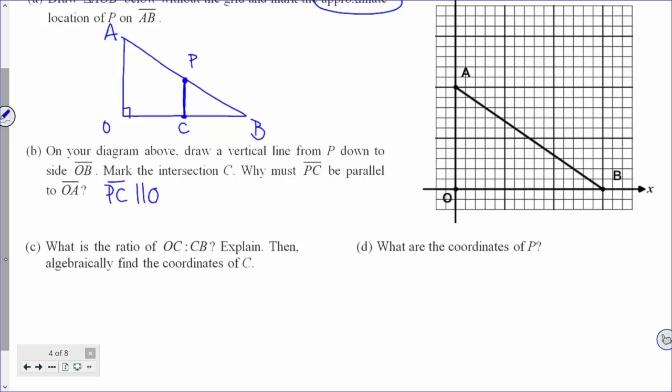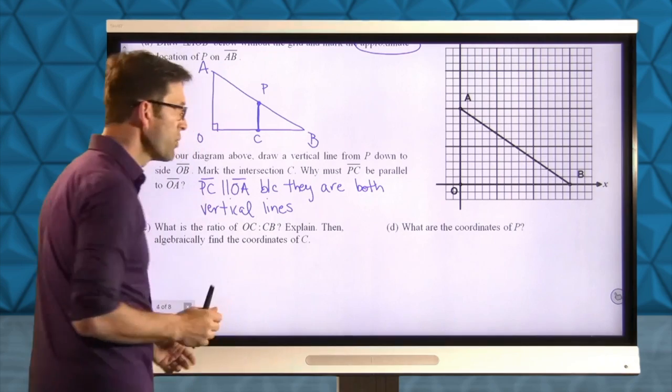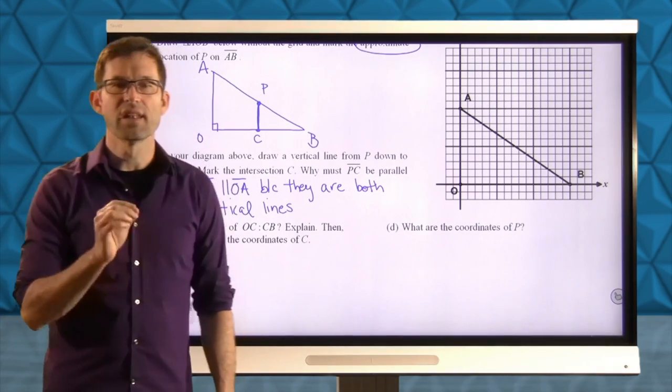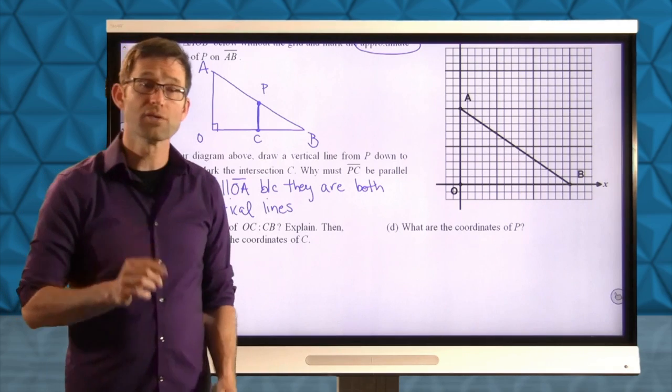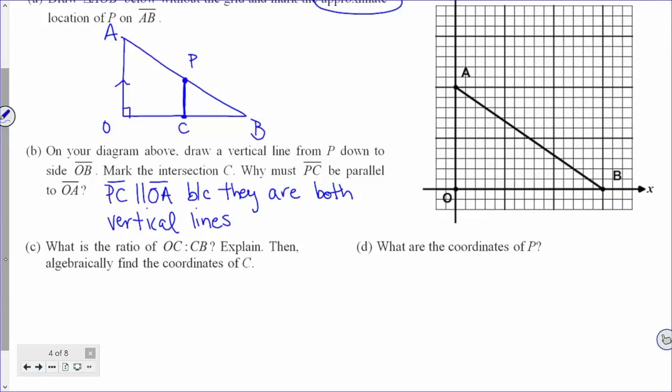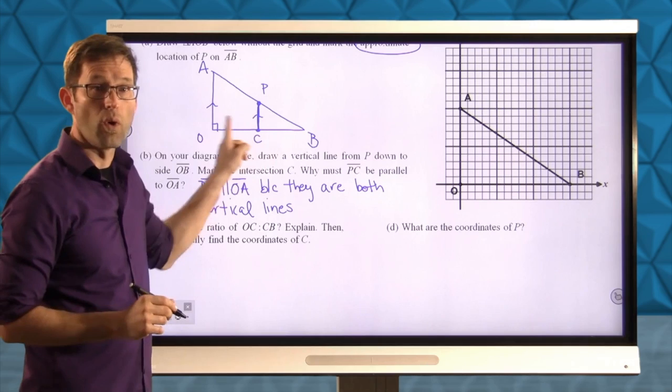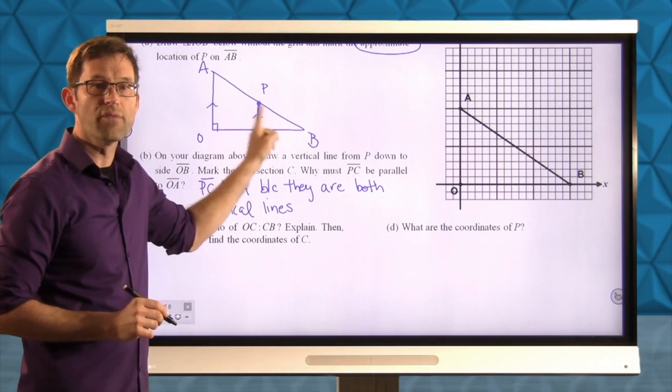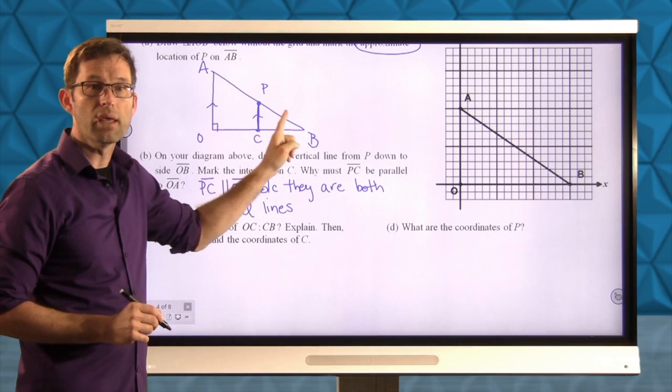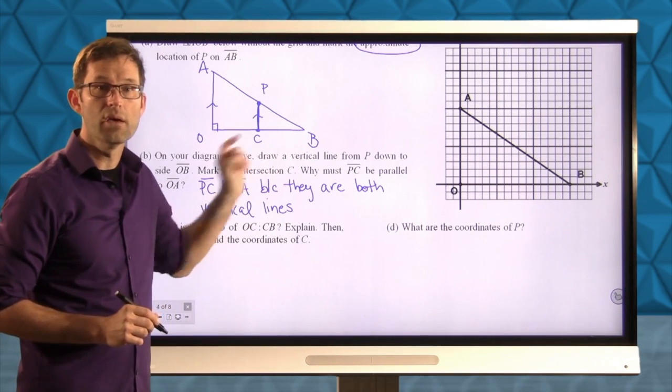PC is parallel to OA because they are both vertical. Right? They're both vertical lines. And all vertical lines are parallel to each other, as are all horizontal lines. They're both parallel lines. And this is now where the side splitter theorem is going to come in. Because remember, when we have two lines that are parallel, as these two are, then it splits the sides of the triangle proportionally. So AP to PB will have to be OC to CB.